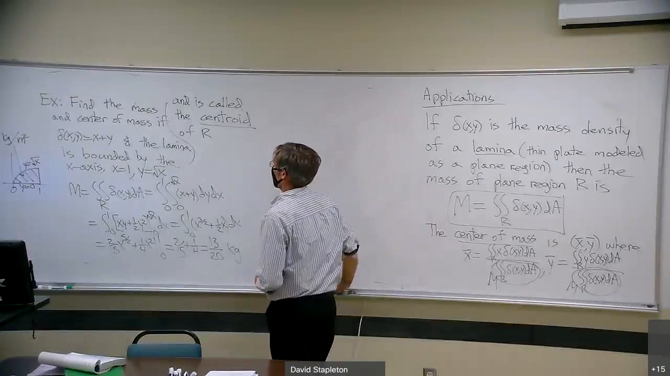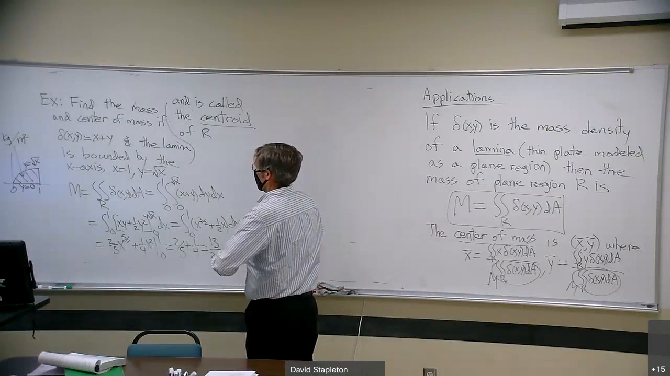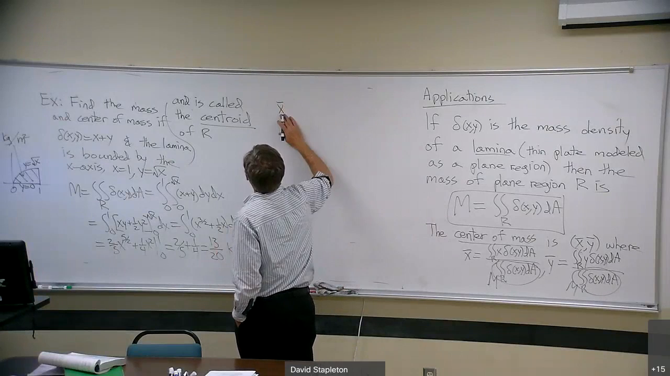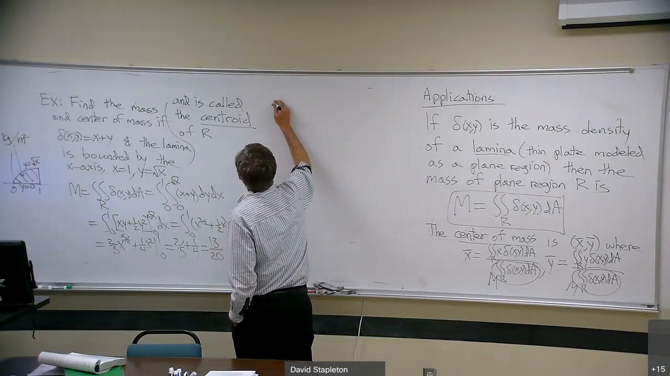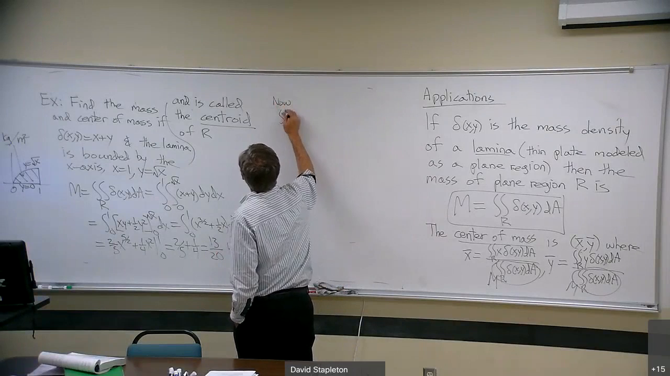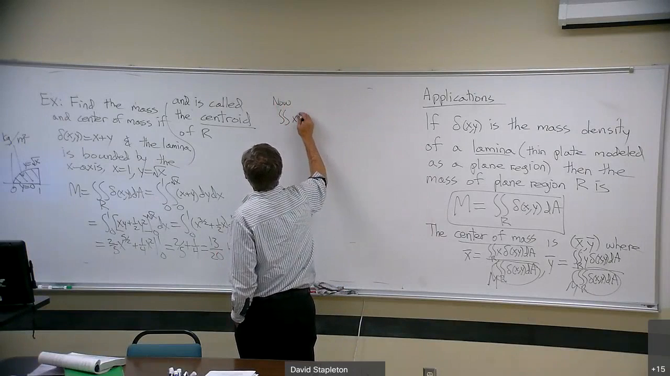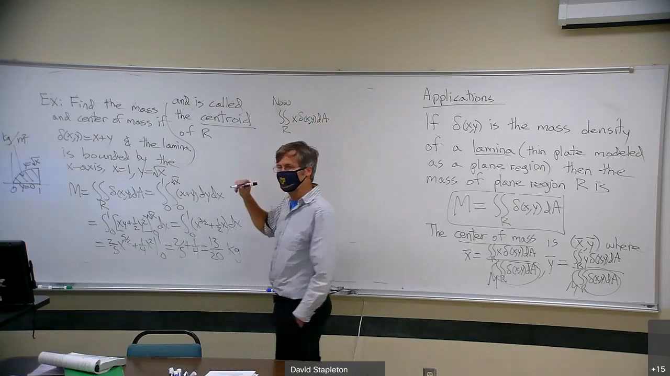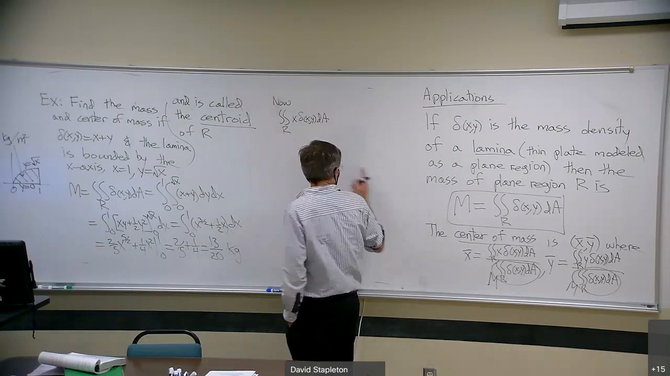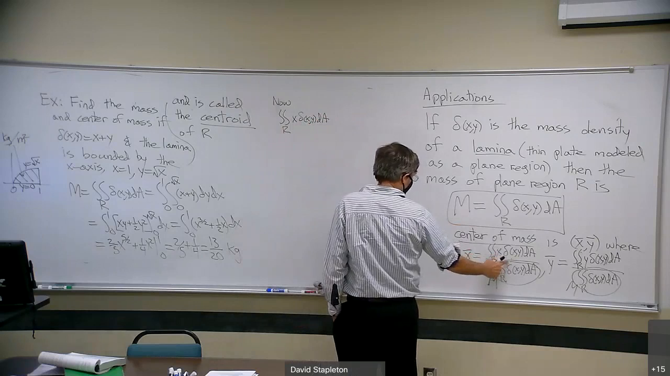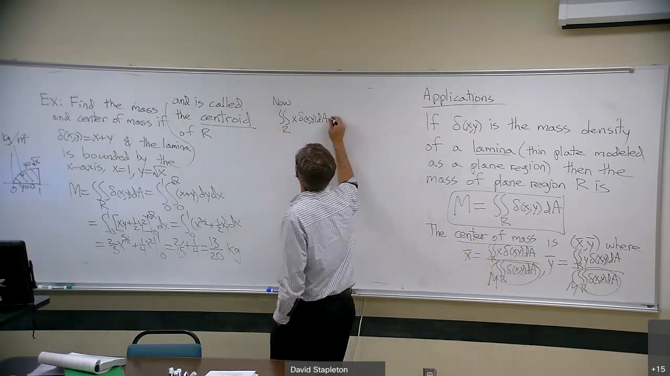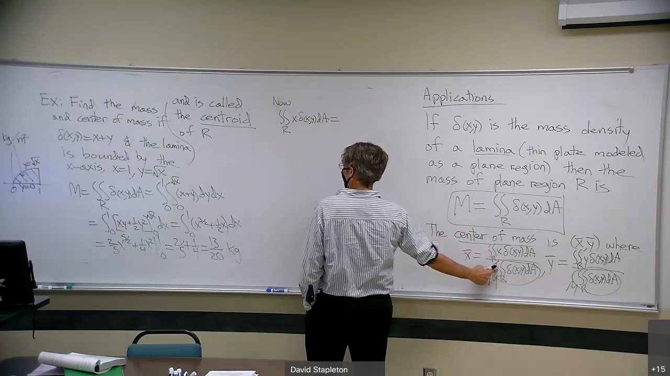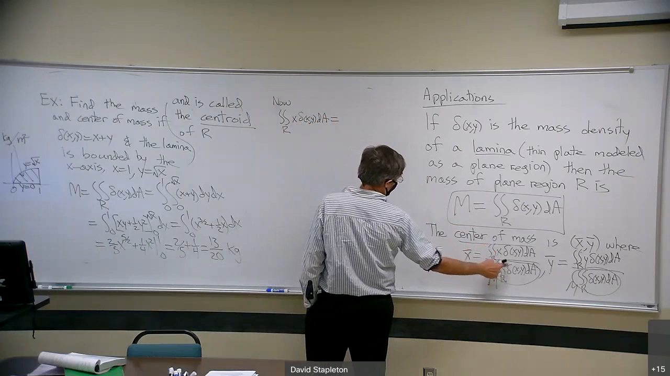Similarly, we can find the center of mass. To compute x bar, I need the double integral of x times the density over the region. The good thing about doing these is that the integral for the numerator is over the same region, so it has the same endpoints. I did the integral on the bottom to get the mass, and I need to do the integral on the top.